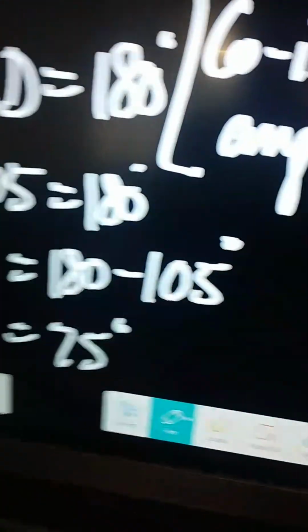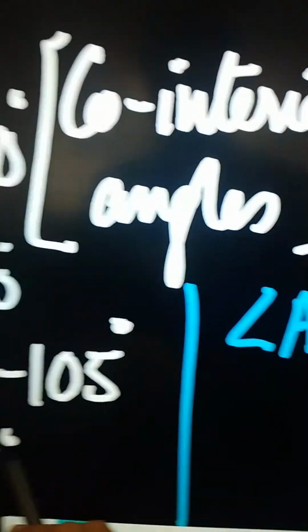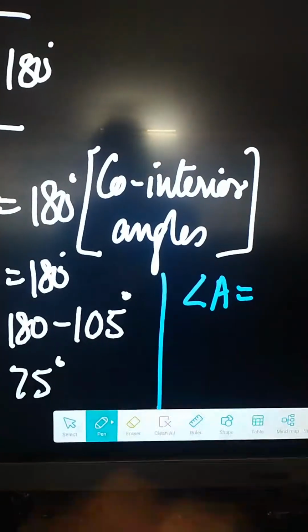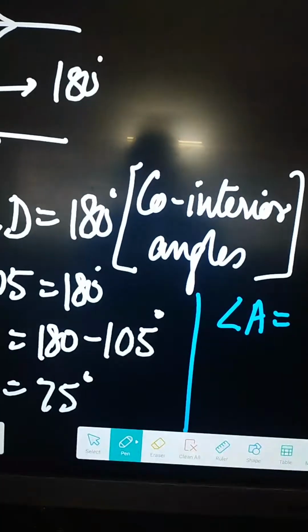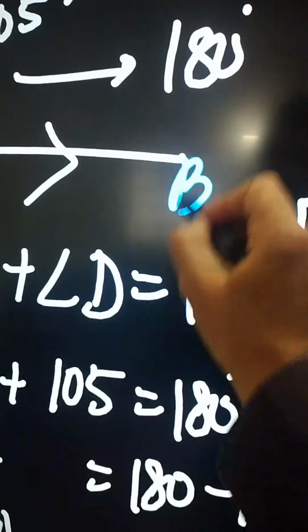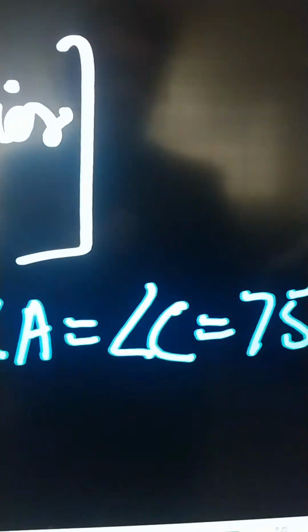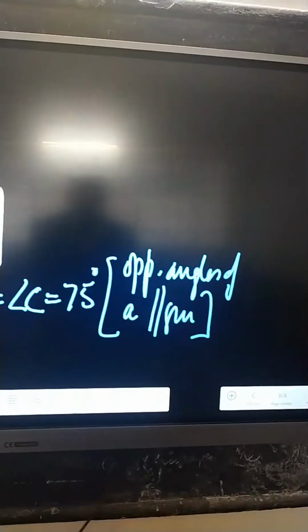Angle A is 75. Now I will write, how did I get 75? Based on this property, co-interior. And angle A will be equal to angle, the figure is A, here it is B, here it is C, so this angle. So angle A is equal to angle C is equal to 75 degrees, and the reason is opposite angles of a parallelogram are equal.